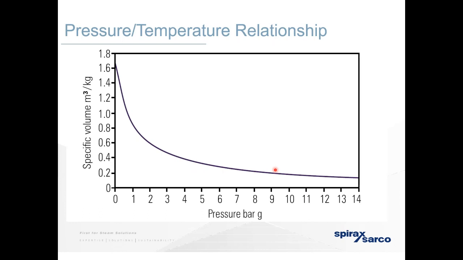For instance, 10 bar steam has a volume of 0.177 meters cubed per kilogram, whereas 1 bar G has a volume of 0.881 meters cubed per kilogram. So it's almost 5 times bigger at 1 bar as it is at 10 bar. And that would then give you choke flow, and struggles to reach temperature if the pipework isn't sized correctly.